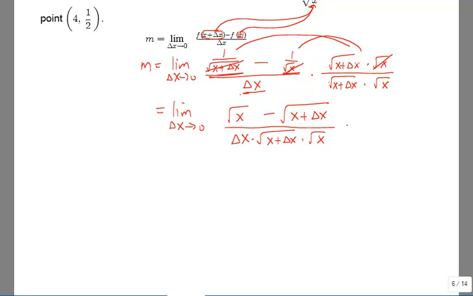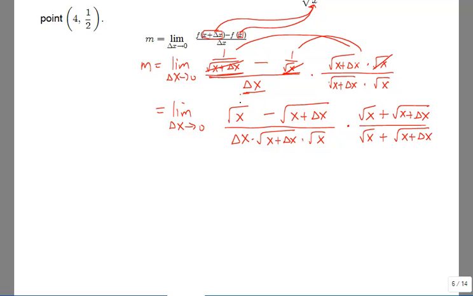So what I'm going to do is multiply again on the top and the bottom, but this time what I'm going to multiply by is the conjugate of this numerator. So the conjugate will be exactly this same expression, but instead of having a minus in between, I'll have a plus. So it's the same expression but with the opposite sign in between. So that would be square root of x plus square root of x plus delta x. And we have to multiply by that on the bottom as well to keep my original problem equivalent.